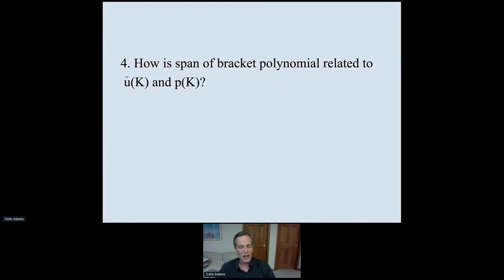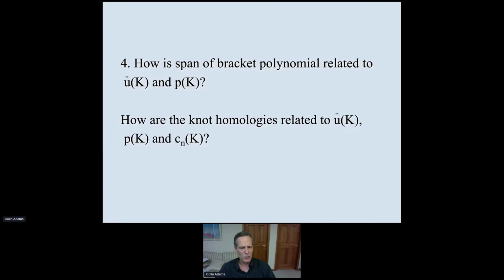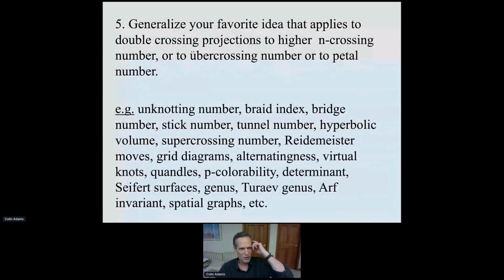How is the span of the bracket polynomial related to Uber-crossing number and petal number? How are the knot homologies related to all of these quantities? And then finally, I won't go through this because I know I'm out of time, but generalize whatever your favorite idea is that applies to double-crossing projections to higher n-crossing number or Uber-crossing number or petal number. So pick your favorite thing and generalize it.